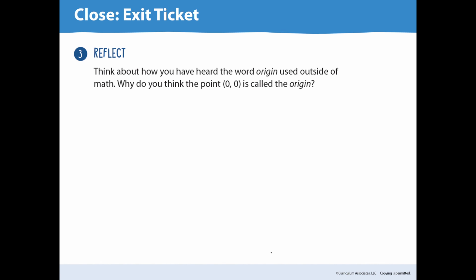Your assignment is pages 649 and 650 in your math book.